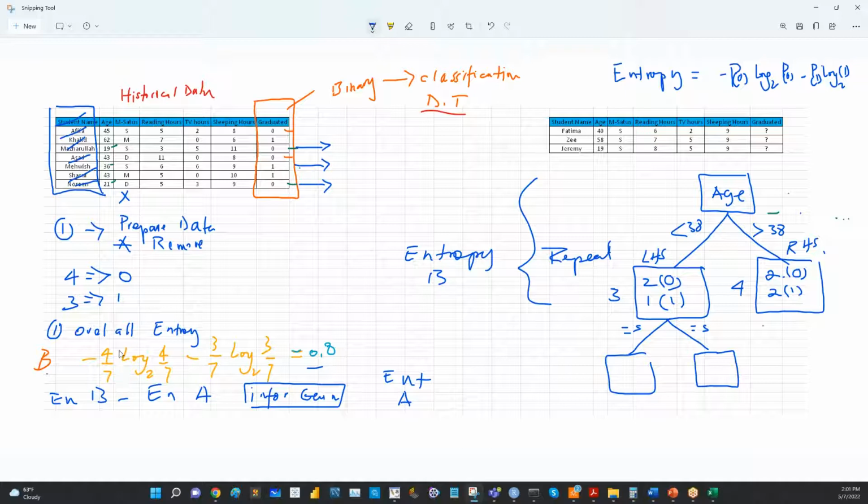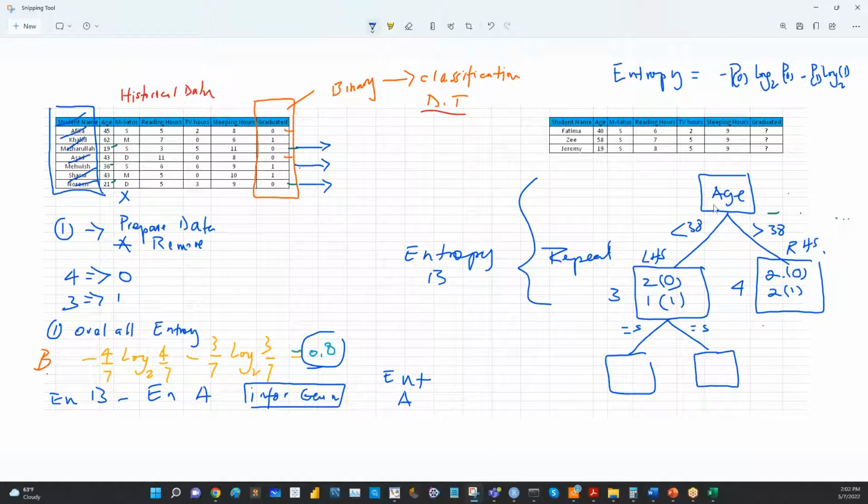We calculate the entropy for everything. Then we assume that was 0.8. Pretend that was 0.8. Then we split on age, on marital status, on reading hours, TV hours, sleeping hours, and we find out that age was the best splitter. So far so good. And for the age, we got 4 above 38 and 3 below 38. And now we got to repeat the process.